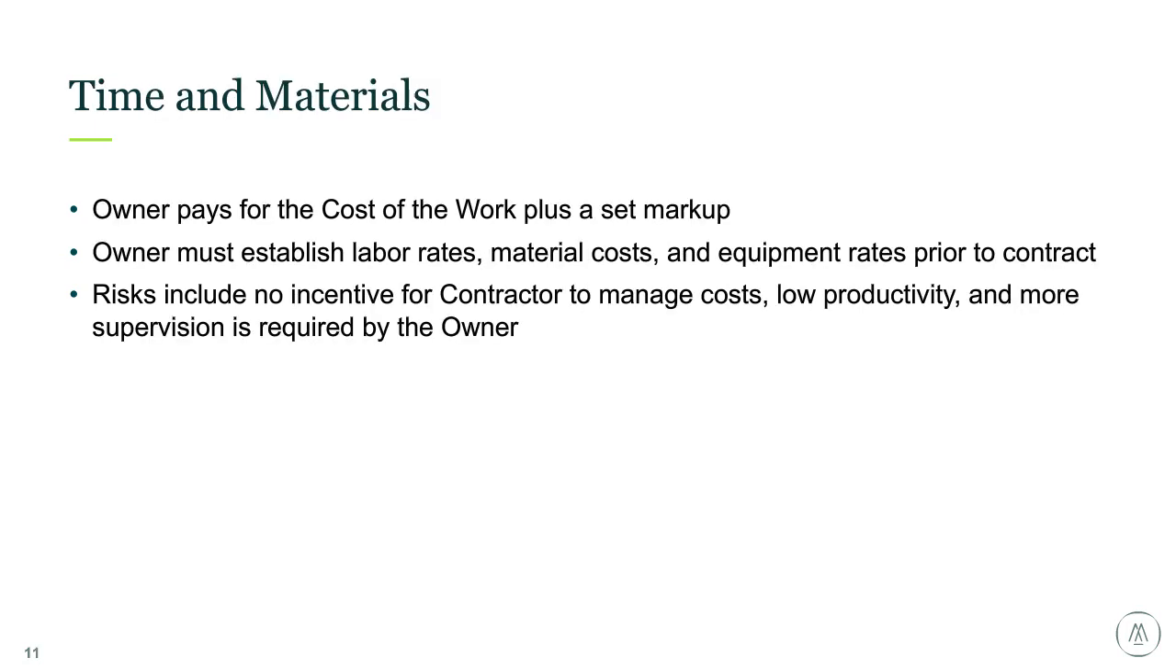Next, we have the time and materials. The owner pays for the cost of work plus a set markup. The owner must establish the labor rates, material costs, and equipment rates prior to the contract. This is a common area where people fall into this common pitfall. Risks include no incentive for the contractor to manage costs, people not working as fast as they should, and it requires more supervision by the owner.